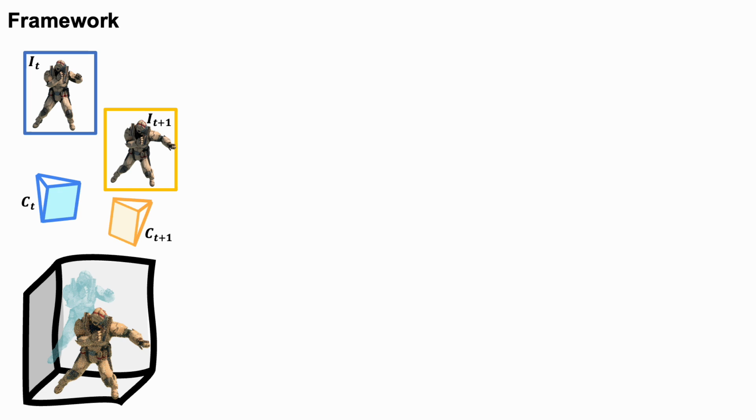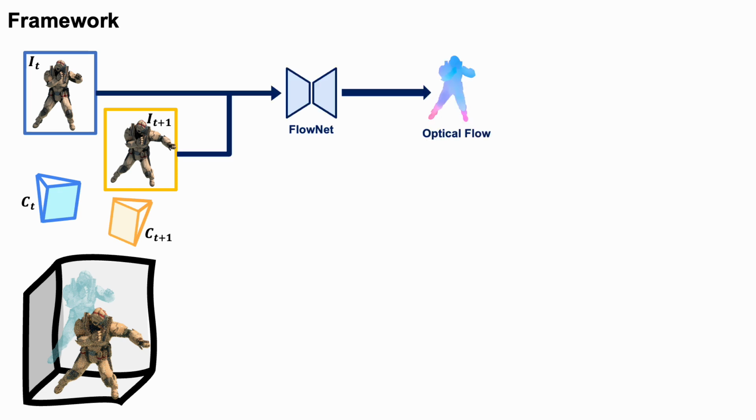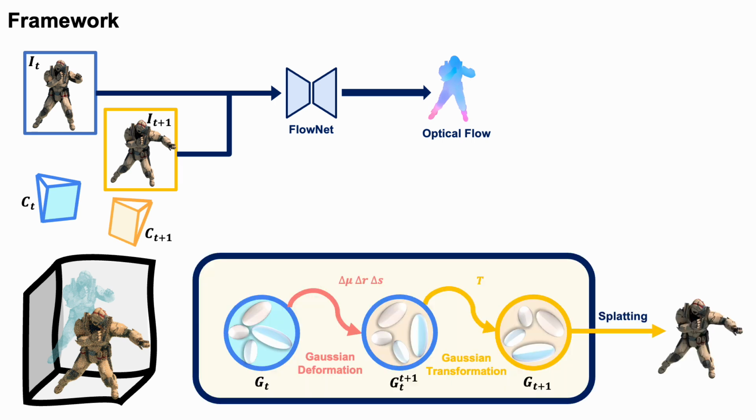Our framework is shown in the figure. The given input is a set of multi-view images with camera poses. We extract each two frames and send them into FlowNet to obtain optical flow. Then we initialize the 3D Gaussians with a deformation field. Given a novel view, it can splat a dynamic Gaussian at a certain time step. Meanwhile, we can use depth splatting to obtain the metric depth.